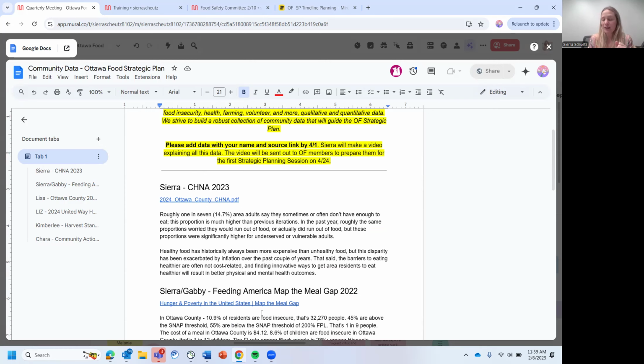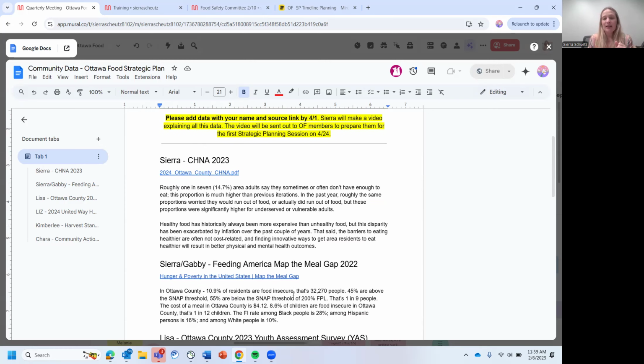We've also got Feeding America's Map the Meal Gap, and so I really encourage you, please add to this document what you notice, the data you're collecting, and add qualitative data. Notice patterns that you're seeing in the people you serve or items that you find important. So please add to this document before February 14th.